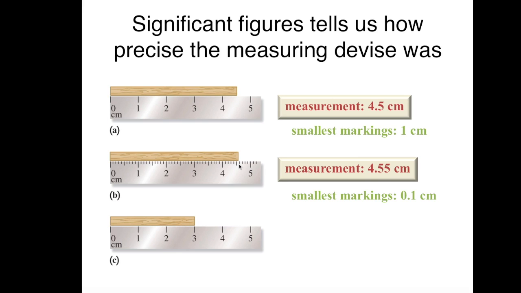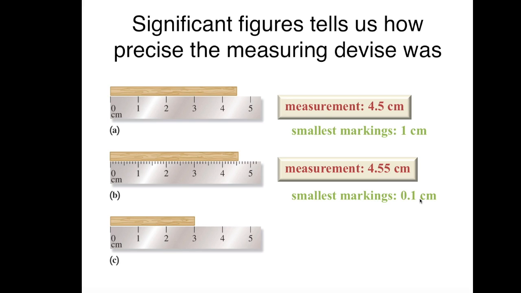So we are sure to the 10th position. So then we just make an extra guess. Let's say it's between 4.5 and 4.6. What's between 4.5 and 4.6? Well, 4.55, right? So we are sure to the 10th position, so we make an extra guess to the 100th position. Same thing here. We were sure to the 1's position, right? Because the smallest marking was 1 centimeter. So we make an extra guess to the 10th position. Again, the smallest marking here was 0.1, which is to the 10th position. So we make an extra guess to the 100th position.